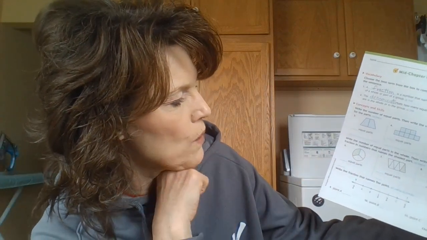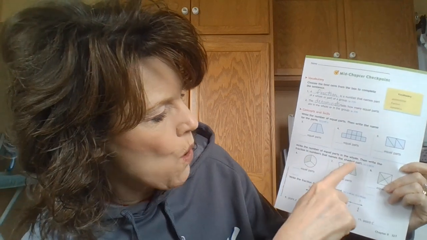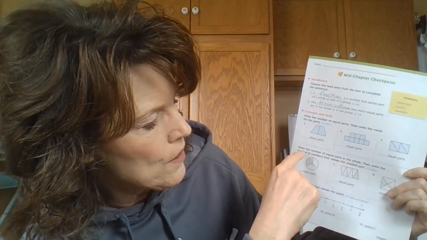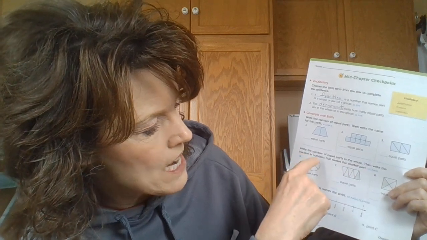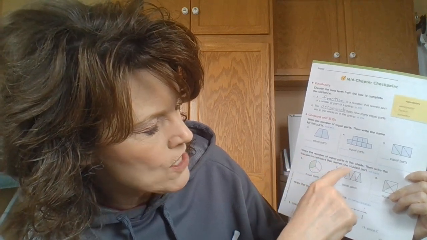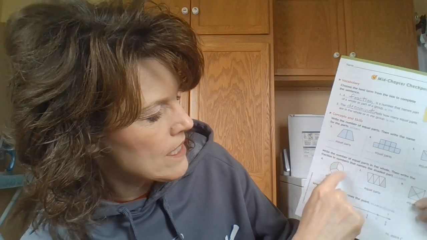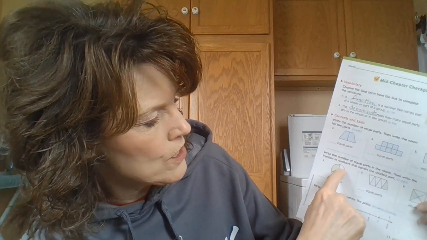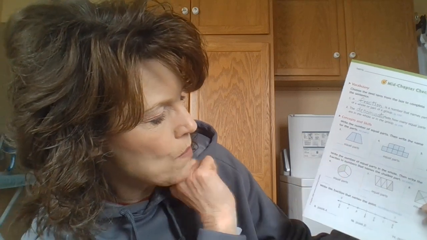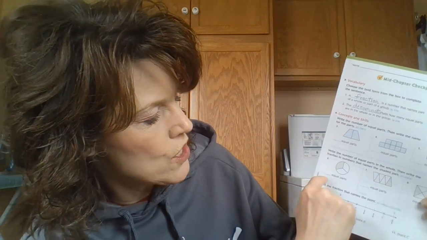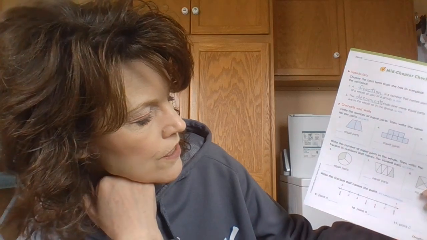Now, the next one says write the number of equal parts in the whole, then write the fraction in numbers that names the shaded part. So for instance, equal parts, 1, 2, 3. 3 equal parts. How many are shaded? You'll write the fraction 1/3.